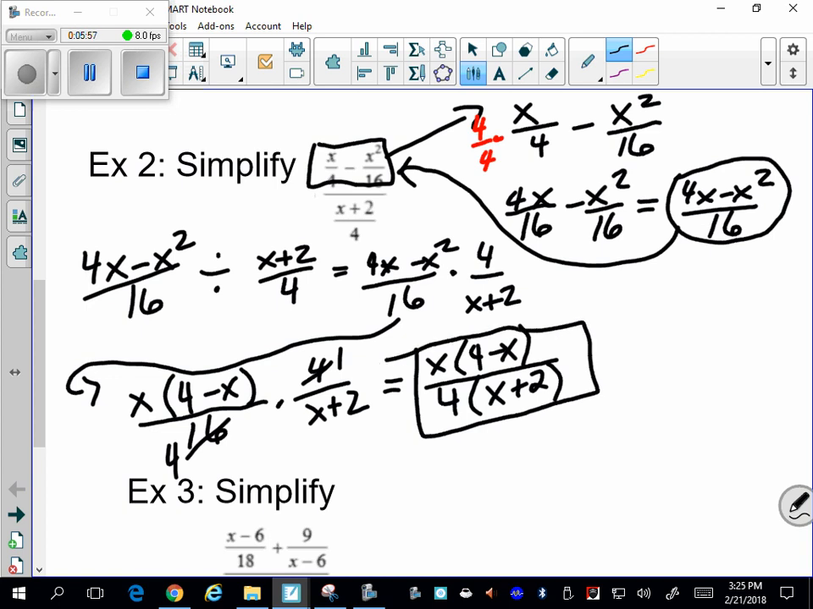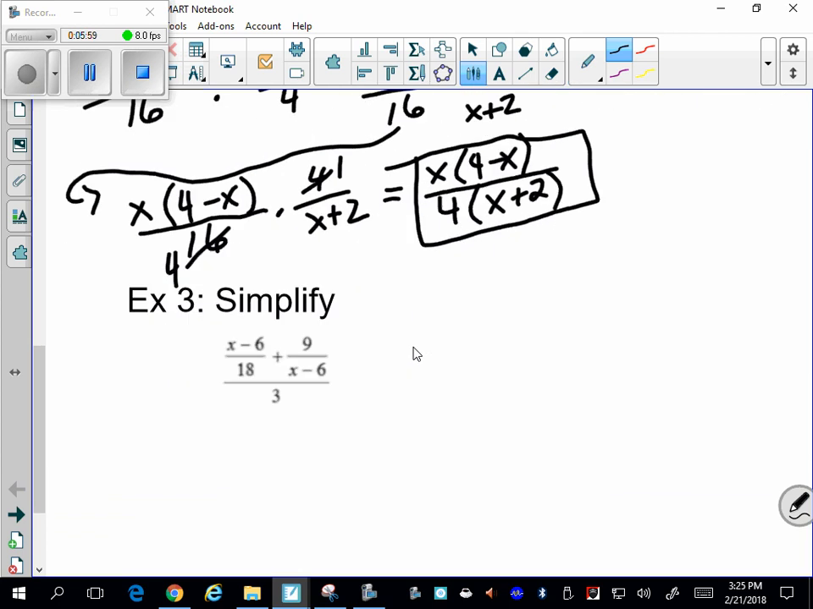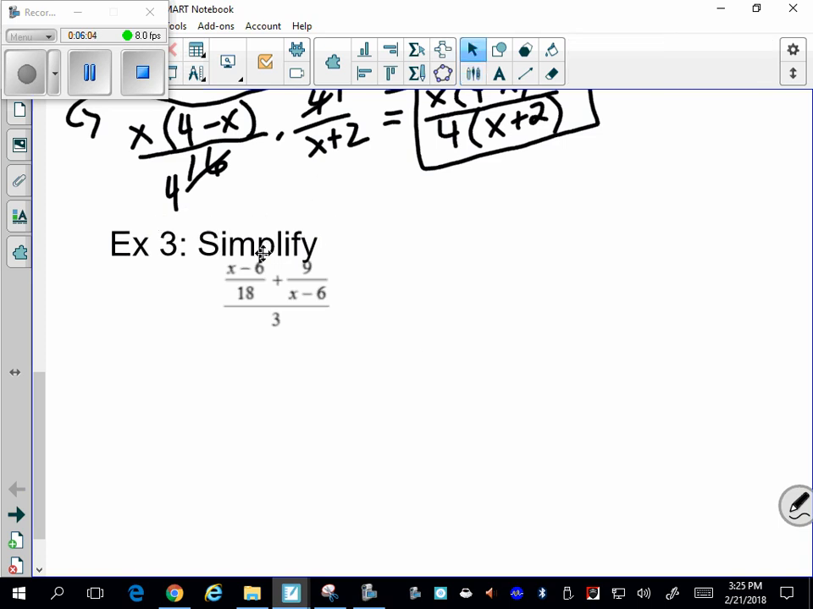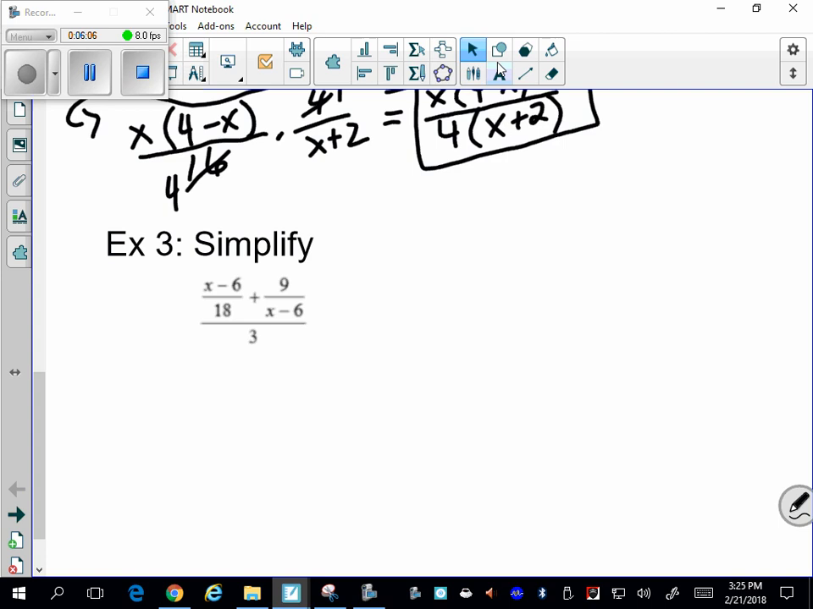Okay, let's move on to the next problem. Example 3. We have, again, a fraction adding another fraction all over 3, just 3. So this is kind of strange.